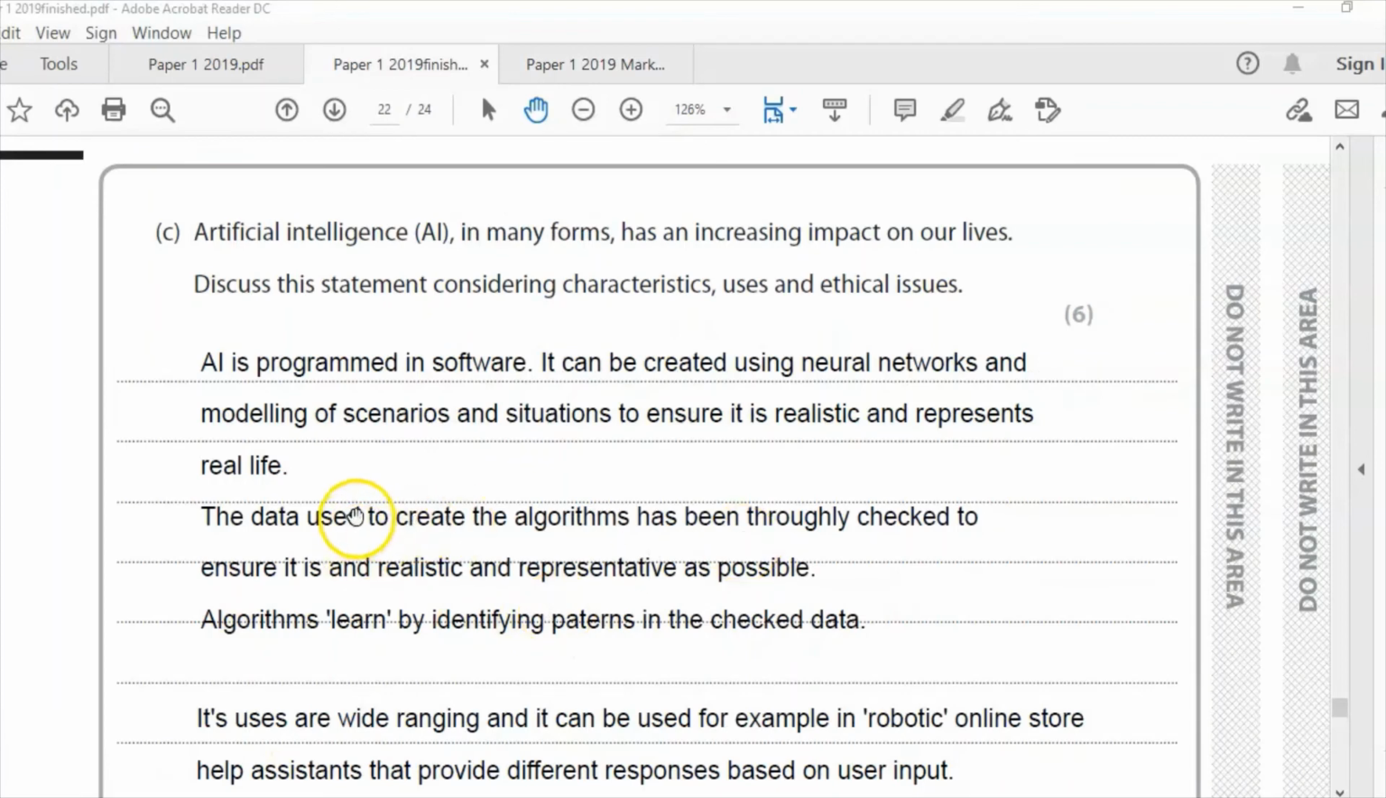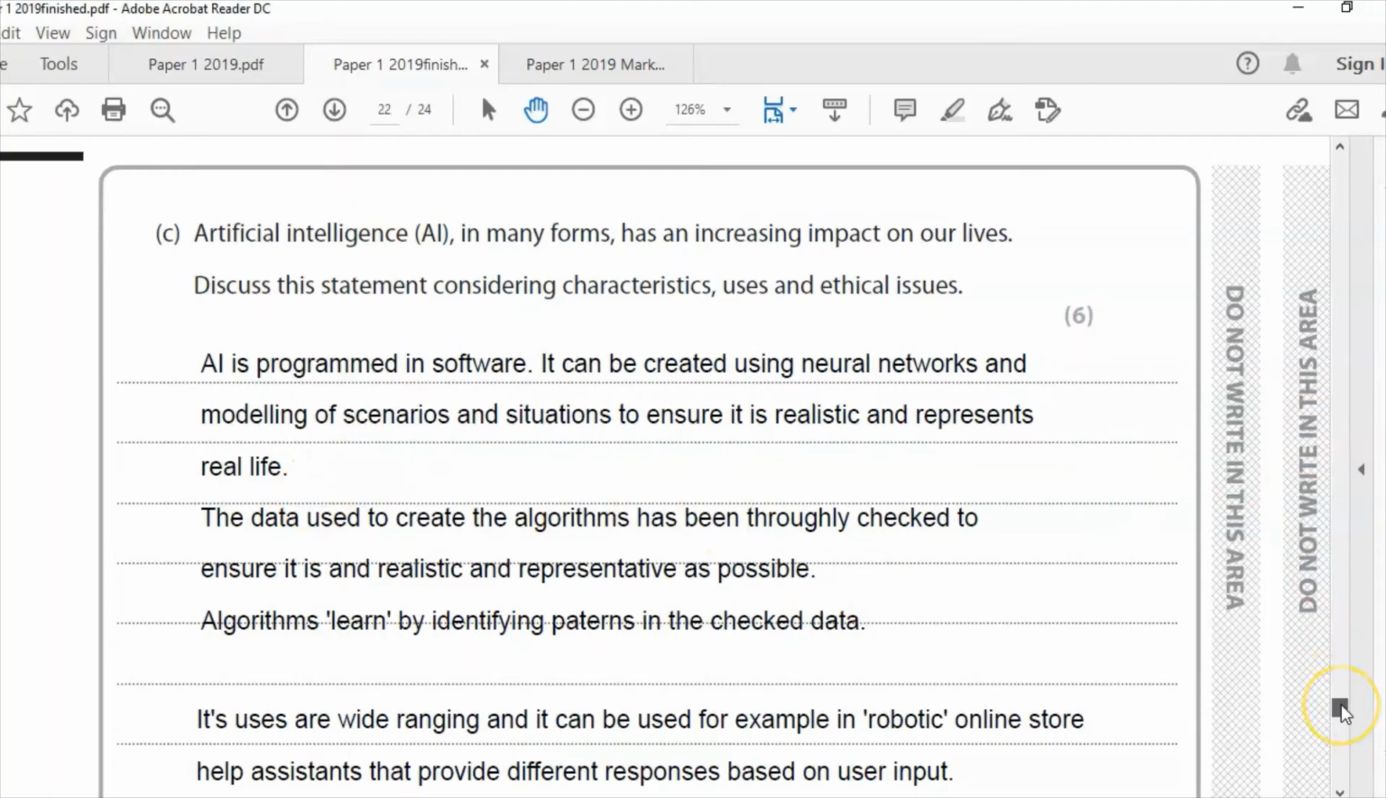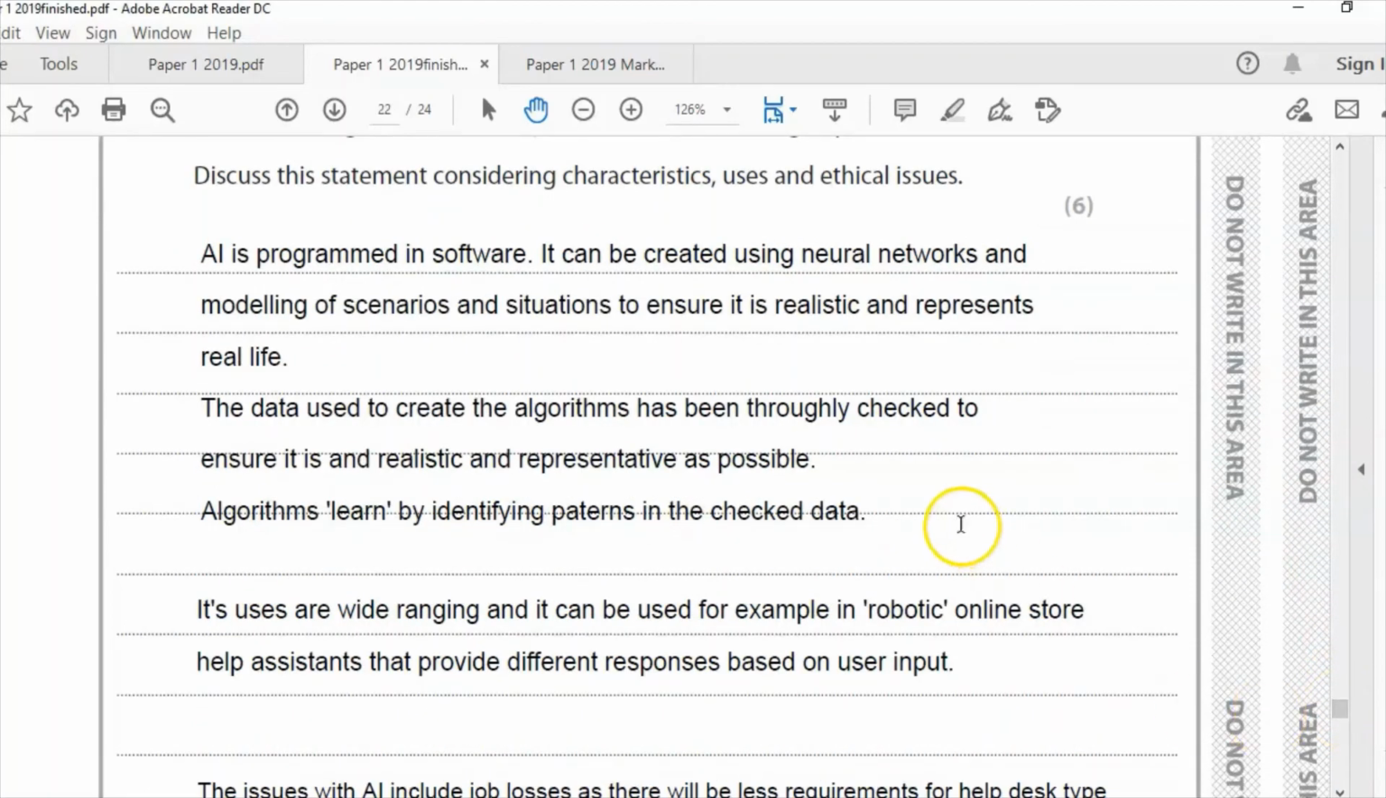So I put together a model answer for this. Now, this is my answer, this is what I would do myself to get 6 marks. So I'll read through this. AI is programmed in software, so it's just explaining how it's created, what it is. It can be created using neural networks and modeling of scenarios and situations to ensure it's realistic and represents real life. The data used to create the algorithms have been thoroughly checked to ensure it's realistic and representative as possible. Algorithms learn by identifying patterns in checked data.